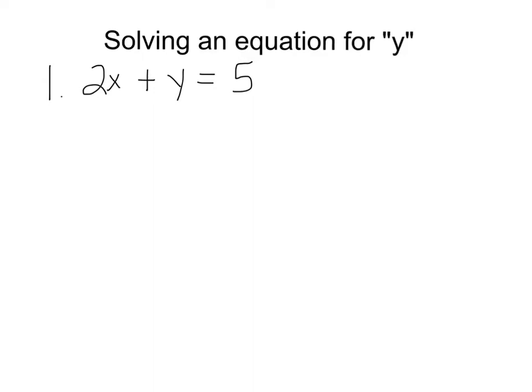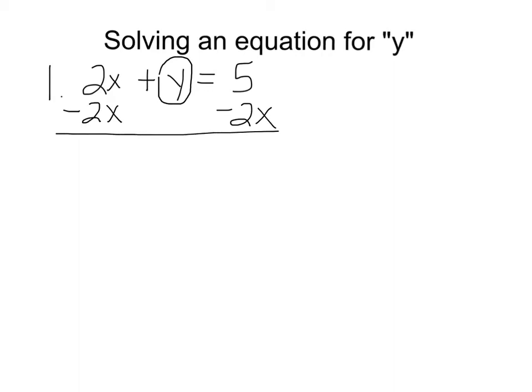One of the skills we need to learn in an algebra class is how to manipulate an equation and get one variable on one side. So what I want to do for this equation is get the y all by itself, and that is solving an equation for y. So this is what I want to get all by itself. And in order to get that all by itself, I have to get rid of the 2x. The way that I can get rid of that 2x is by subtracting 2x from both sides of the equation.